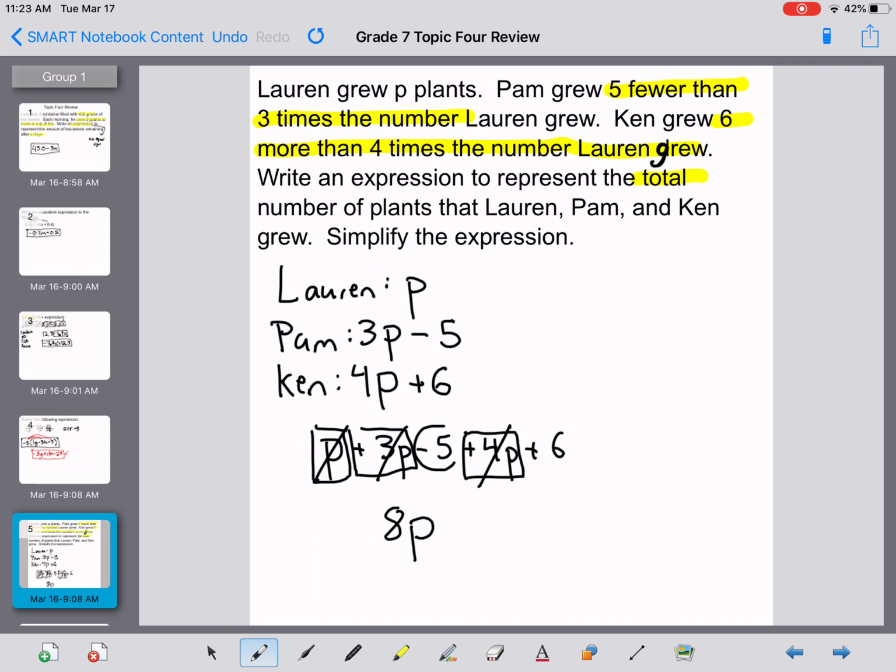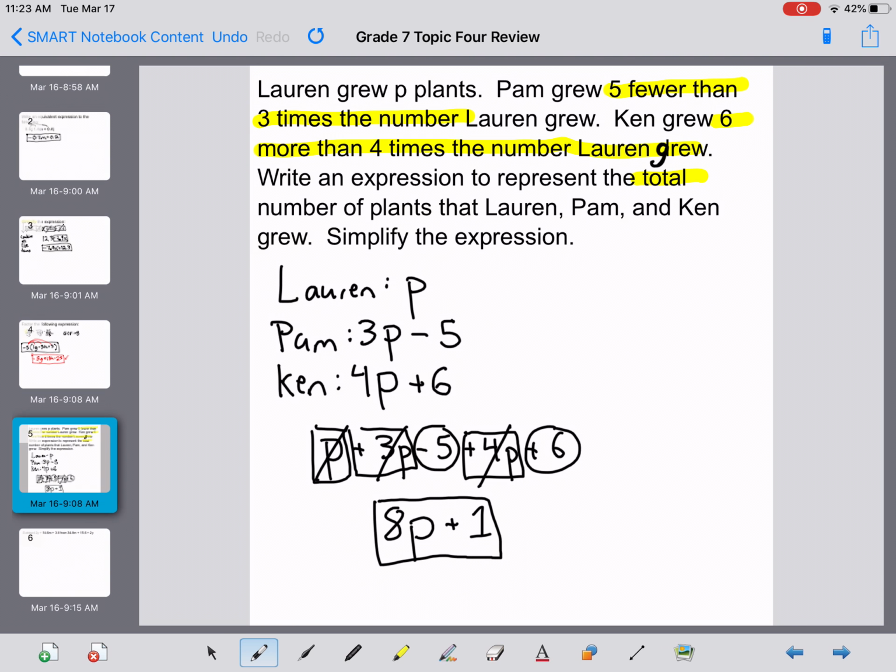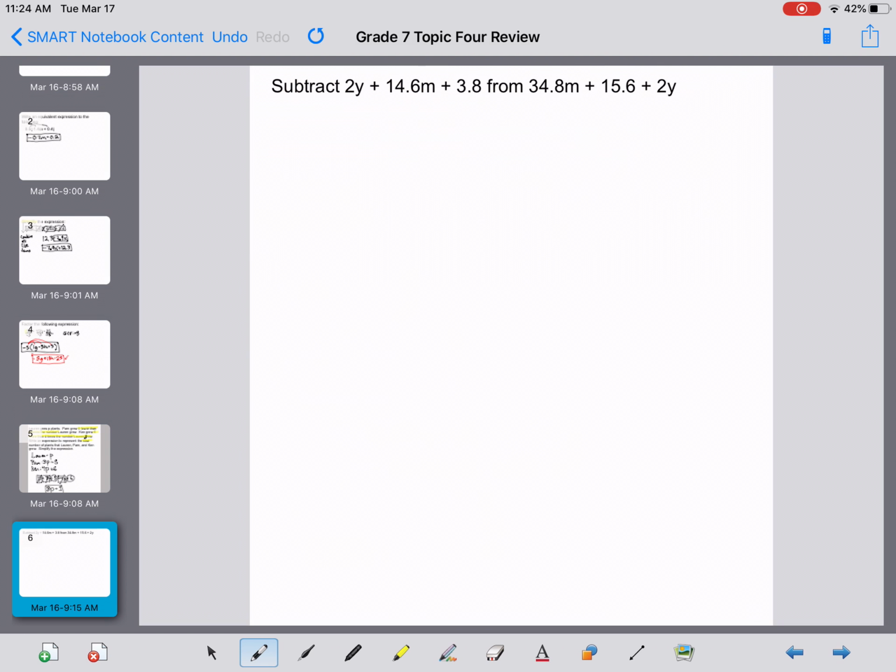My next like terms are this minus 5 and plus 6. Negative 5 plus 6 is plus 1. So the total amount of plants that Lauren, Pam, and Ken grew is 8p plus 1. And the last problem.